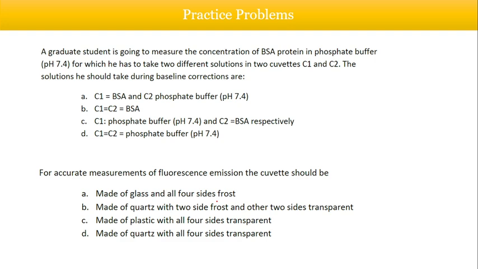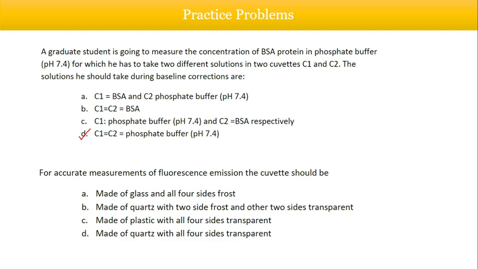Okay, so the options given are C1 BSA, C2 phosphate buffer, which is not okay. BSA is the protein sample in phosphate buffer, so the protein cannot be used as a baseline correction. Then we won't be getting any absorbance, we would be getting an absorbance of 0. And C1 phosphate buffer and C2 BSA is also not correct. So D, C1 equals C2, which is the phosphate buffer. The buffer in which a sample is present has to be used for baseline corrections.